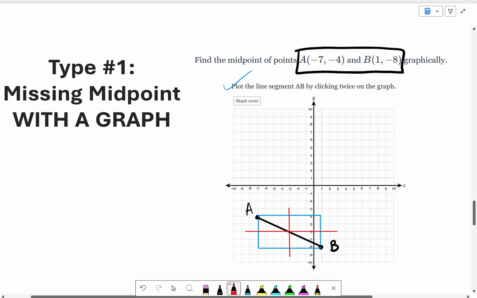And cut it that way. So that means that the midpoint is right here. Okay, now we have to identify that.